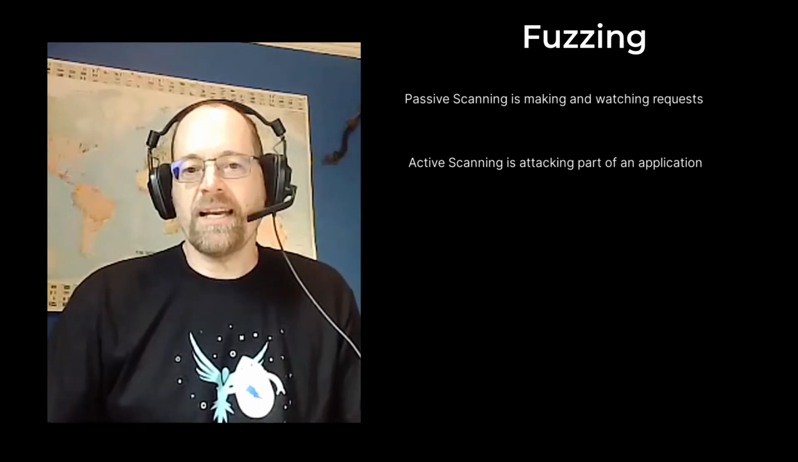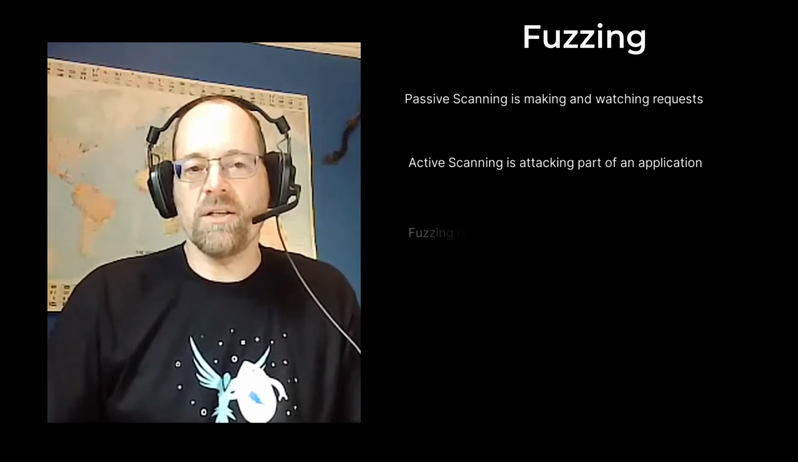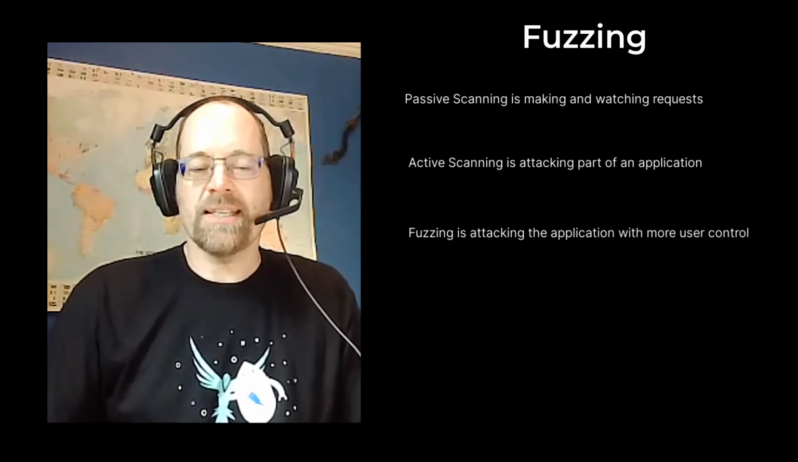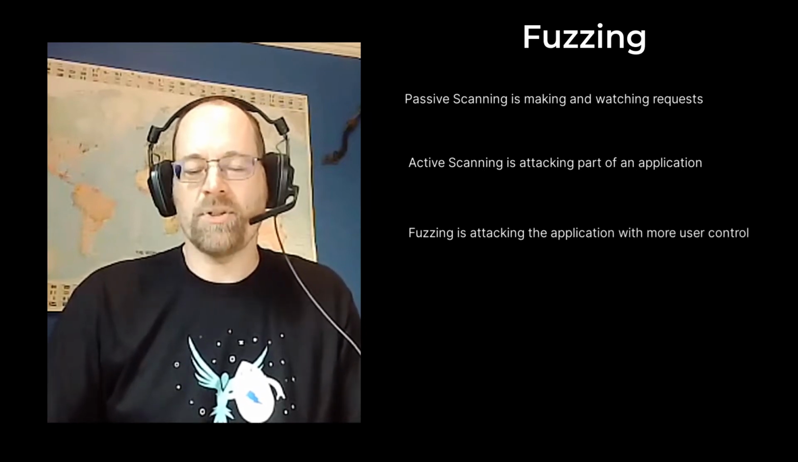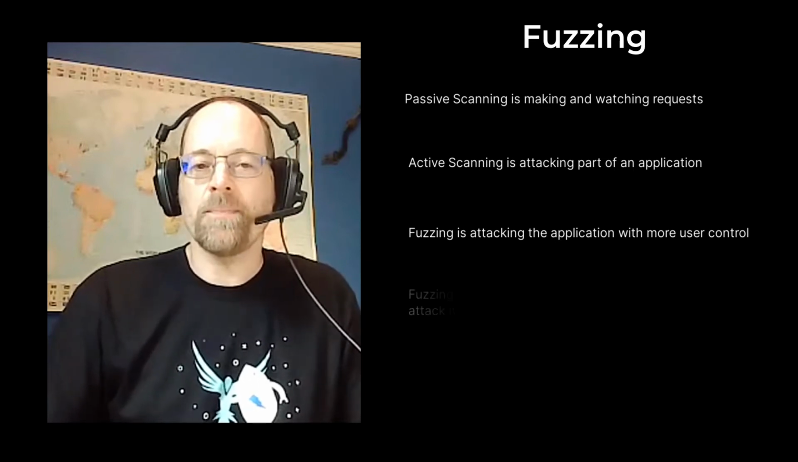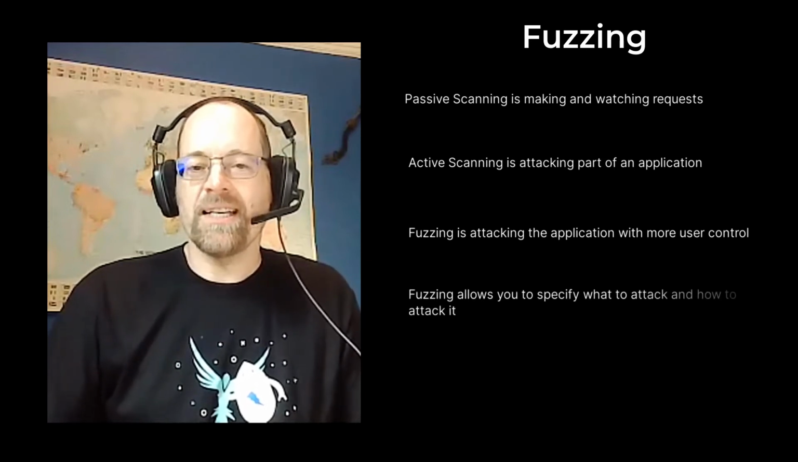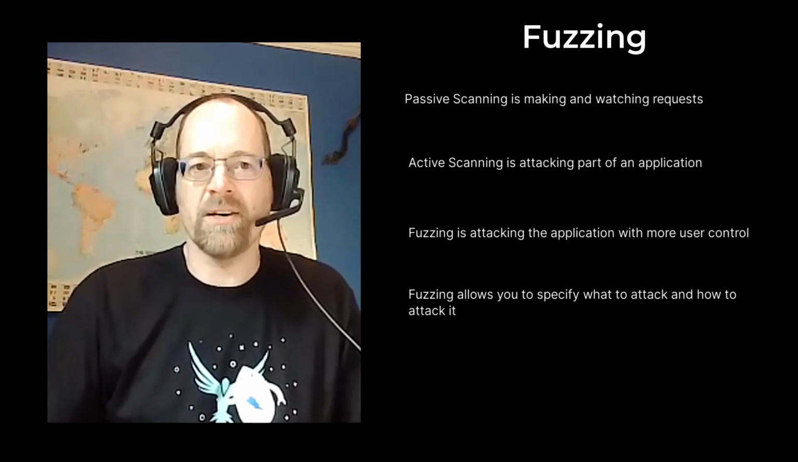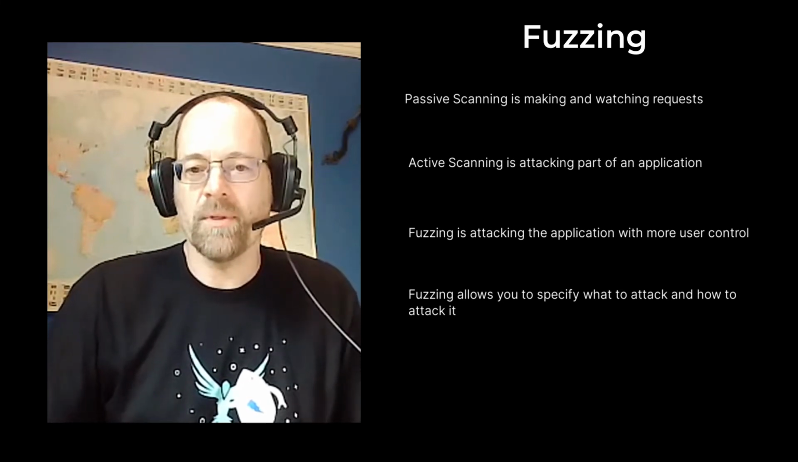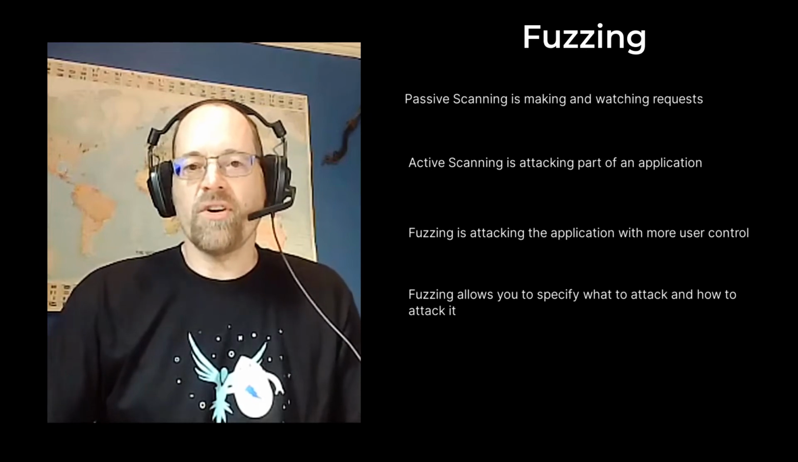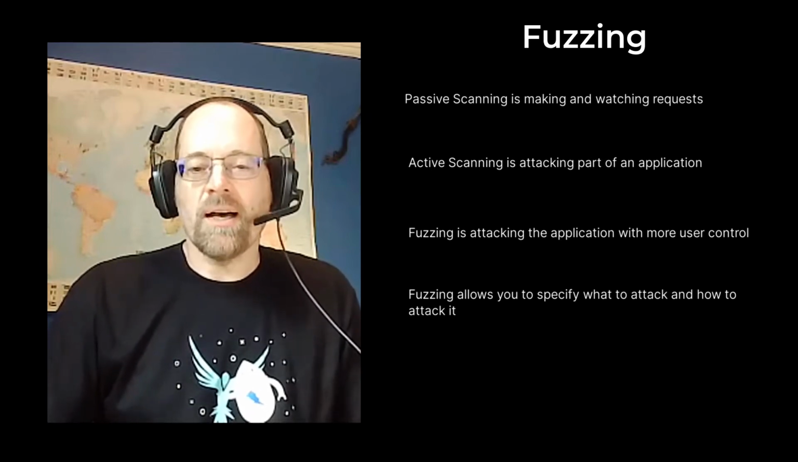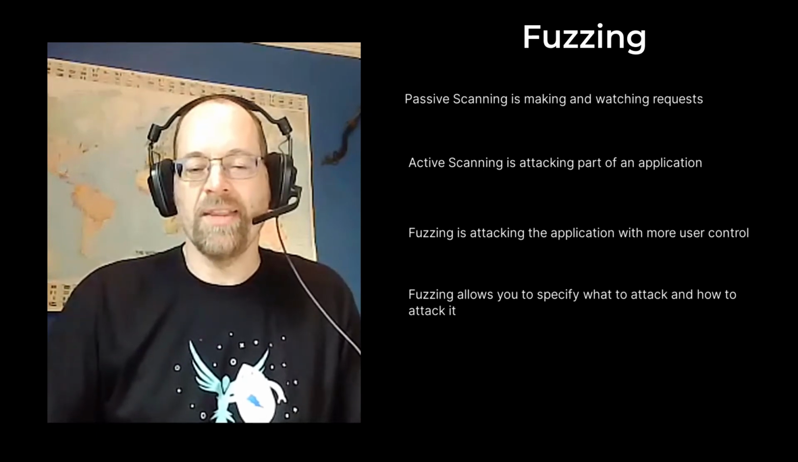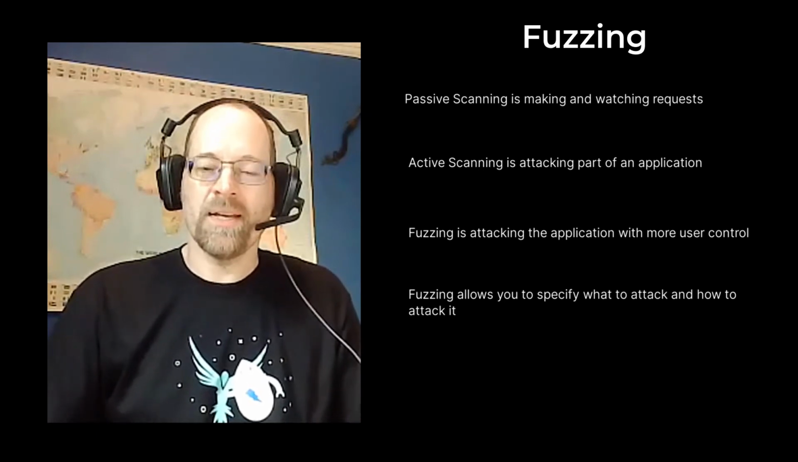So that's active scanning, and for us, fuzzing is something different. Fuzzing is attacking the application, but in this case, it's not ZAP that's in control, but you're in control. You say exactly what you want ZAP to attack and how to attack it. And because you're doing the attacking, ZAP doesn't know what to look for. It doesn't know how to tell if there's a vulnerability there or not, because it doesn't know what you're looking for. So for us, fuzzing is very much a manual process. So you tell ZAP what to attack, how to attack it, and then work out whether things worked or not.